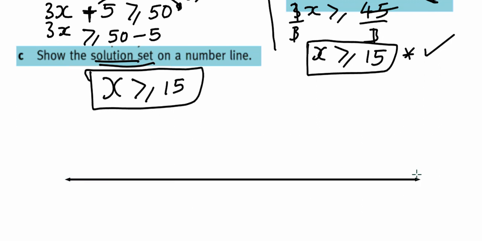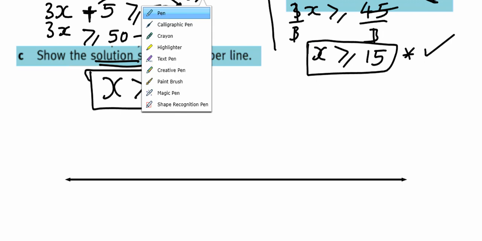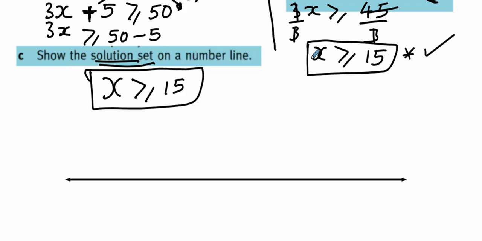This is our number line. And we concentrate on this number here. The number over here is 15. And the solution set suggests that x, where x stands for any number, is greater than or equal to 15. So the numbers which are greater than 15 are the ones which will be appearing on the number line.